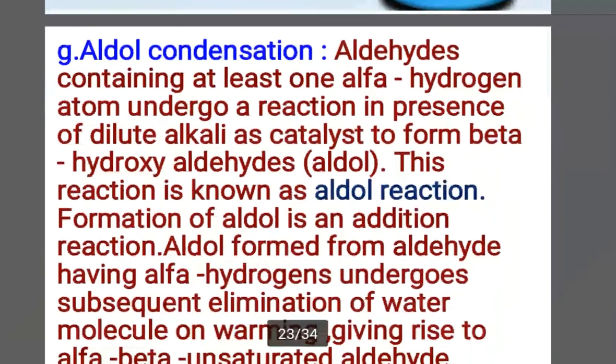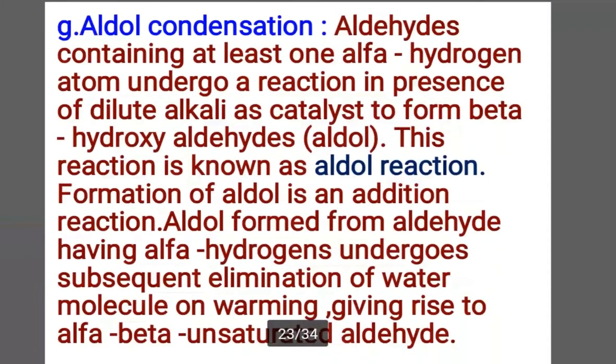First is aldol condensation. Aldehydes containing at least one alpha hydrogen atom undergo a reaction in presence of dilute alkali as catalyst to form beta hydroxyaldehydes. This reaction is known as aldol reaction. Formation of aldol is an addition reaction.